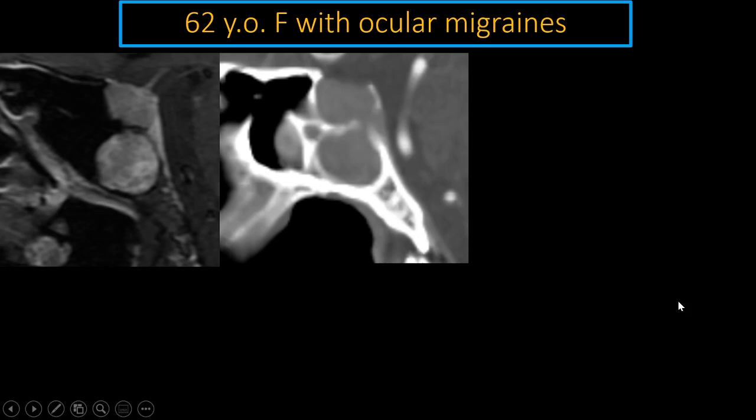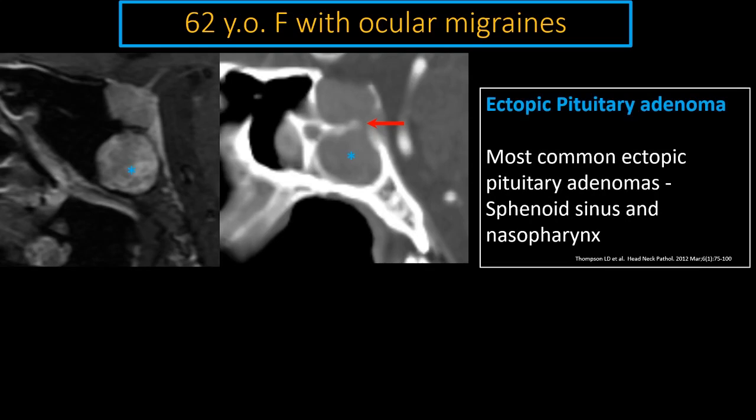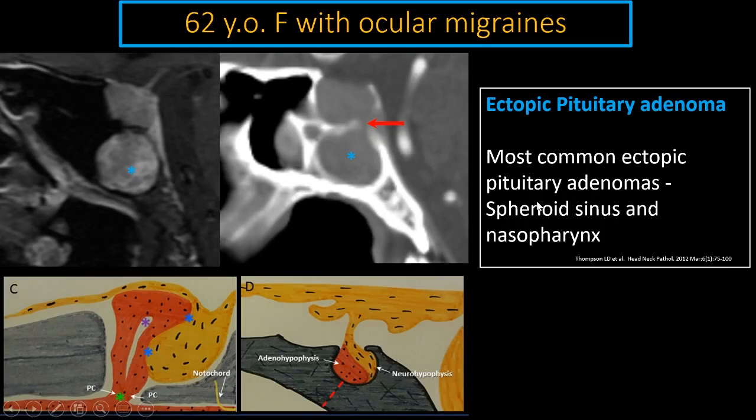This is another patient, a 62-year-old female with a history of ocular migraines. And notice that we see a normal appearing adenohypophysis, but just caudal to this, we see a mass with very similar enhancement pattern as the adenohypophysis centered within the sphenoid. Note the short segment of bony discontinuity along the floor of the sella posteriorly, which is thought to represent a small remnant of the craniopharyngeal canal. And this is an example of an ectopic pituitary adenoma. These can occur and are most commonly seen within the sphenoid sinus and nasopharynx.